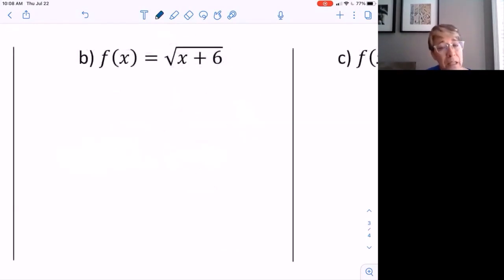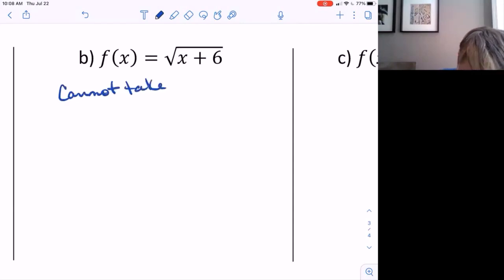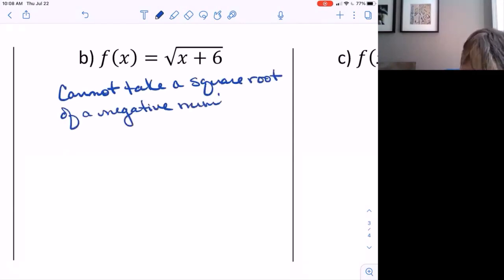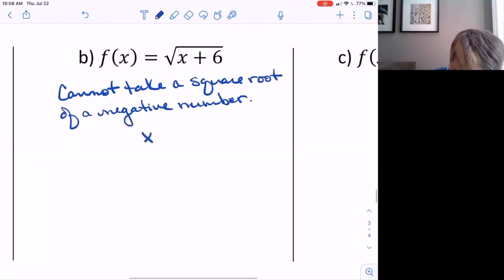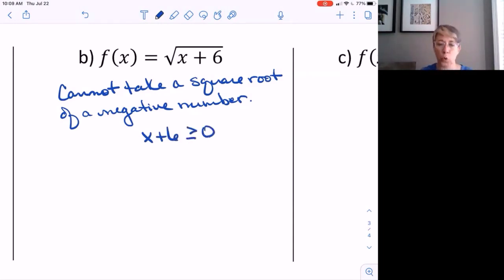On B, again, we're looking at a square root. But remember, in the real number system, we cannot take the square root of a negative number. So that means the radicand, the inside of that radical there, has to be larger than or equal to 0. So greater than or equal to 0. 0 is fine. We need the square root of 0. So if we solve this, we say x has to be greater than or equal to negative 6.